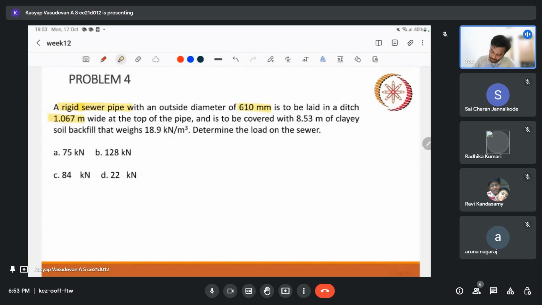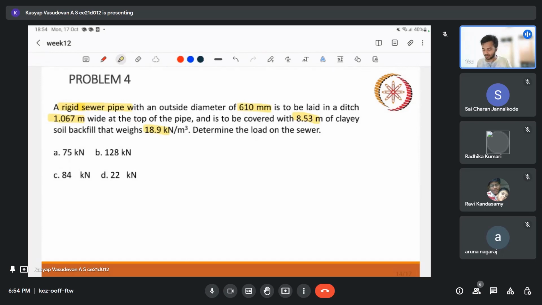Now, the pipe is to be covered with backfill, so backfill depth is also given as 8.53 meters. It's a clay soil backfill, so the unit weight gamma is also given. We are supposed to find the load acting on the sewer. As I told before, we need to find the load acting on this pipe for choosing the appropriate cross section for the pipe before we lay it.